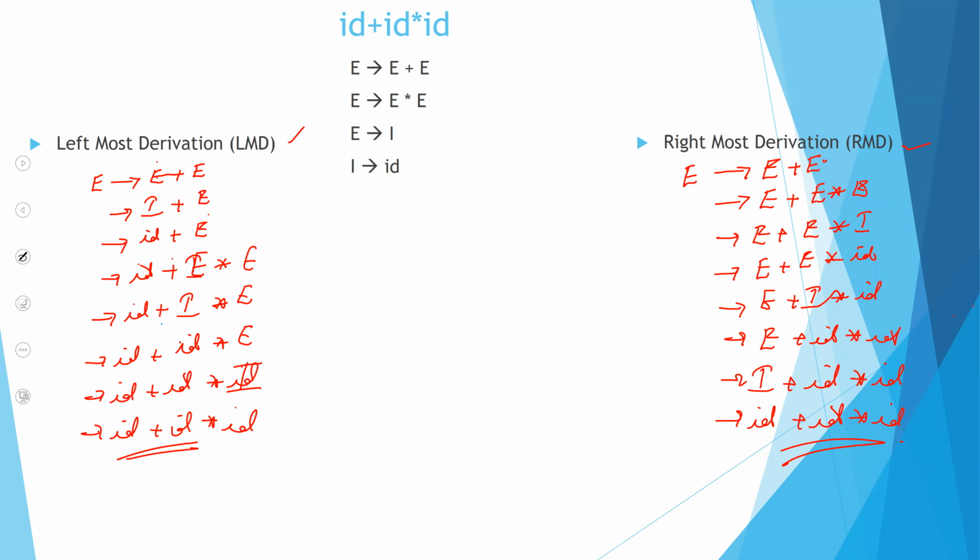Now, let's construct the trees for both. First I'll construct the tree for the leftmost derivation. E is equal to E plus E. E, I changed into I, changed into ID. This I changed, E into E.